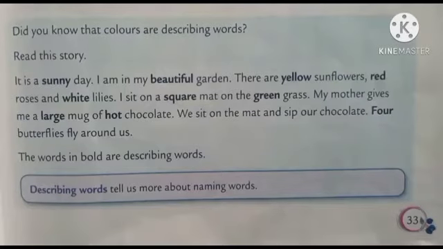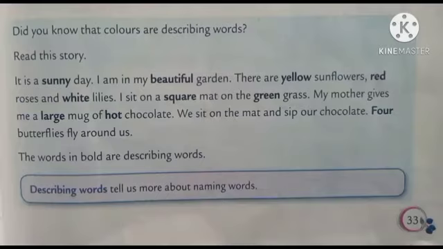Did you know that colors are describing words? As I told you, colors are describing words. They tell us something more about the nouns. For example, I told you, this is a white ball. So, white was a describing word. In that sentence, white was telling us something more about the ball.